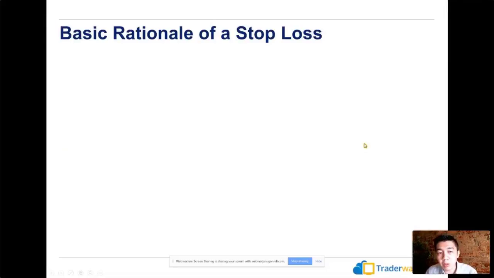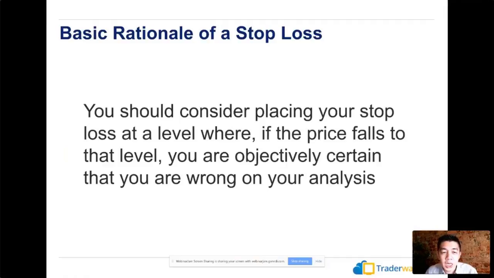And next, let's take a look at what is the basic rationale of a stop loss. So in my opinion, as a trader or even as an investor, you should always consider placing your stop loss at a level where if the price falls to the level, you are objectively certain that you are wrong on your analysis. So for example, if you decide to buy a stock A and you decide to enter right now, and you put your stop loss at a level maybe about 10 cents below, what it means is that if the price, instead of going higher from here, drops by 10 cents and reaches that stop loss level, you are pretty sure that the price is not going to go higher from there.